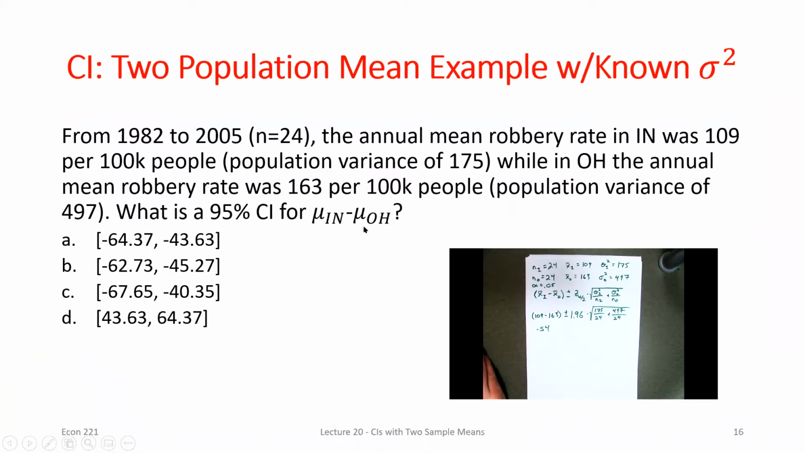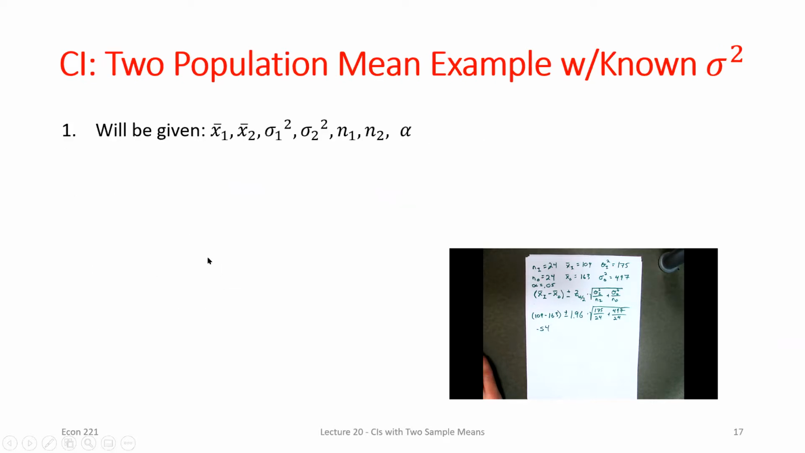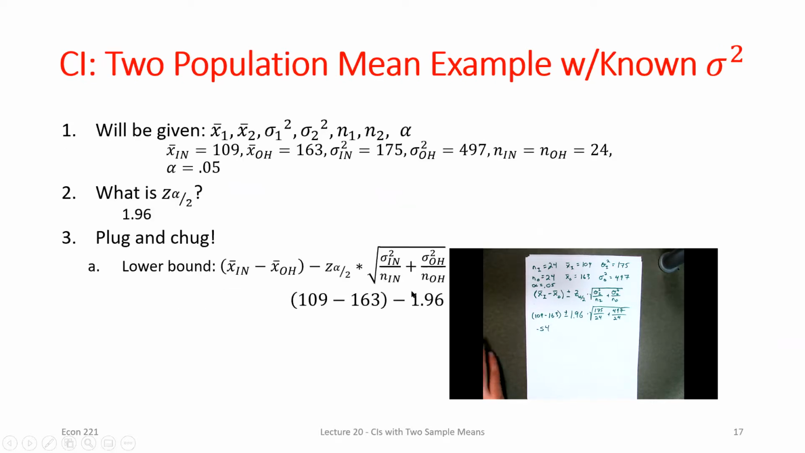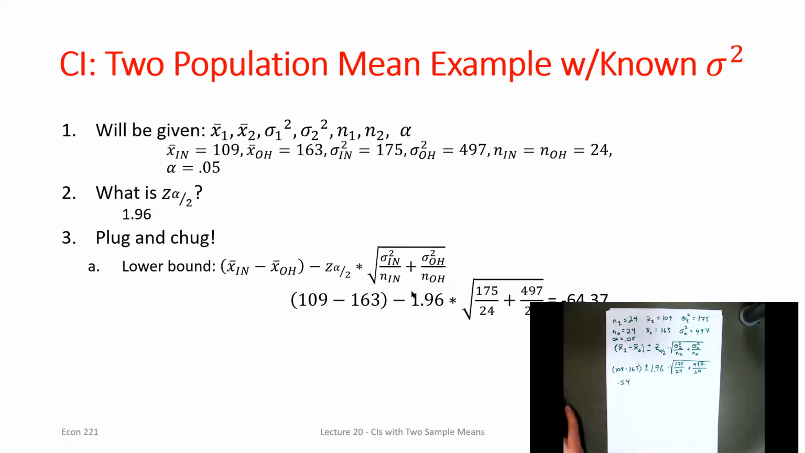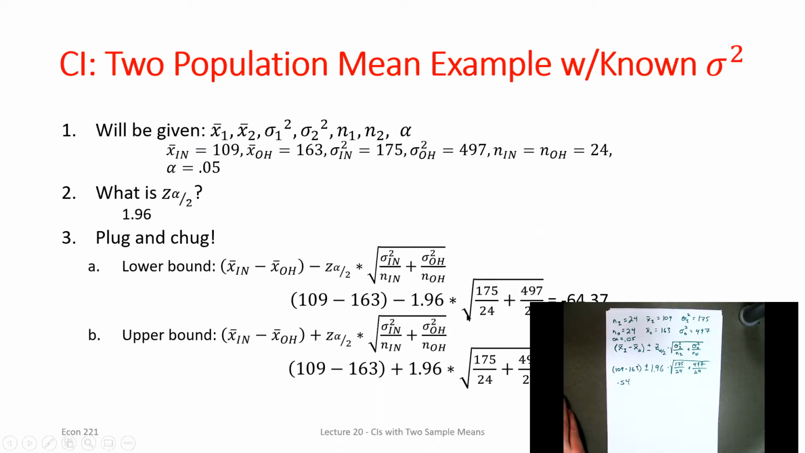Now, I need to make sure that I'm careful about having the ordering correct. Right? It's going to dramatically change my confidence interval. But here, I can rule this one out. But after that, it's just a matter of getting these entered into my equations and doing the computation, and here I've got negative 64 to negative 43. So I've only got negative values in this confidence interval.